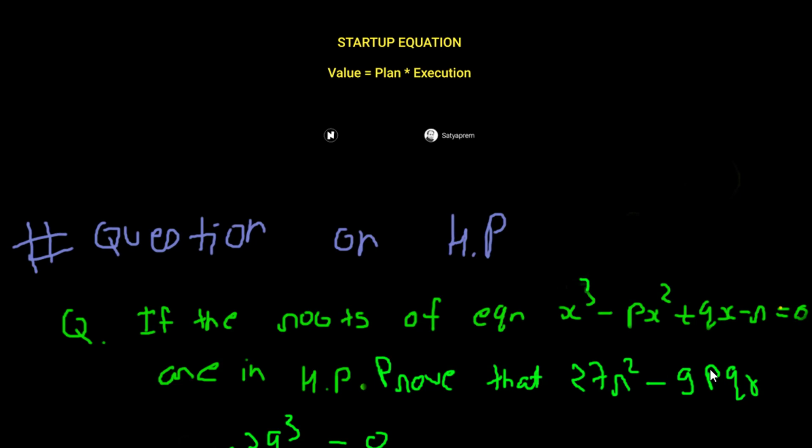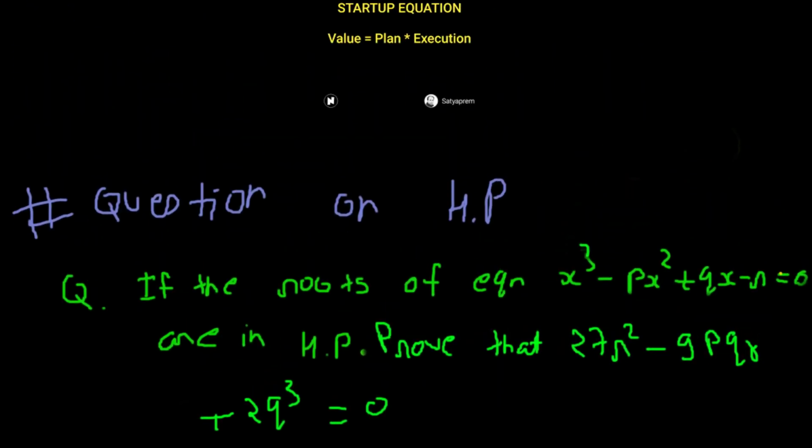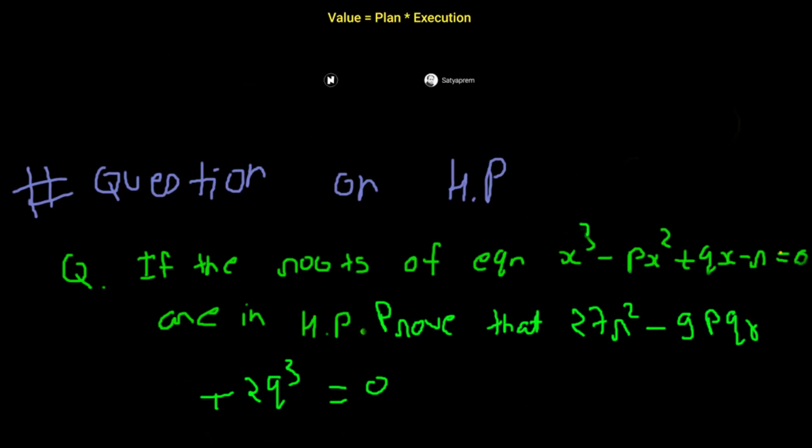Hi everyone. Today we're going to solve a question on harmonic progression. This is basically the last question on the relation topic, but this is really very important from examination point of view. And let's just see what the question states. If the roots of the equation are in HP, prove that this equals 0.